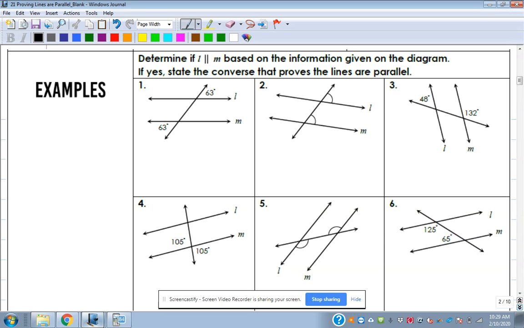And then, if they are parallel, we are going to state the converse theorem that gets them there. All right. So what do we know about those two angles that are listed? I think this is all we're going to get to today. They're congruent and they're alternate.